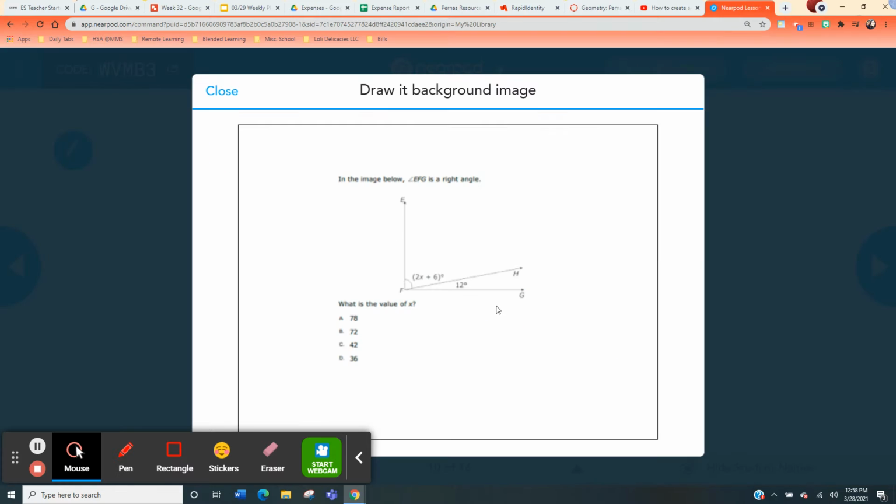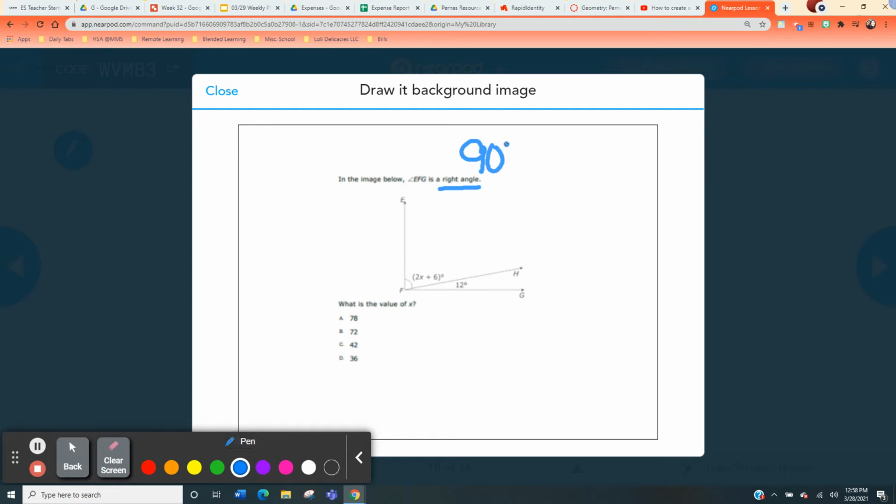So let's look at problem number 1. In the image below, EFG is a right angle. So notice how it tells you it's a right angle. So we know that right angles equal 90 degrees. So that makes our job easier. What is the value of x?